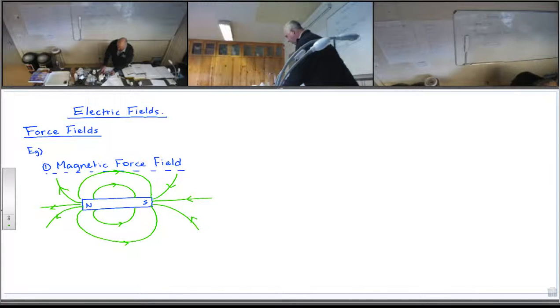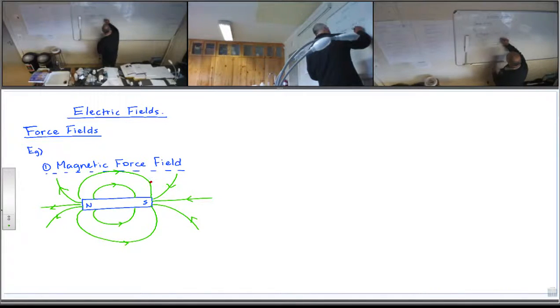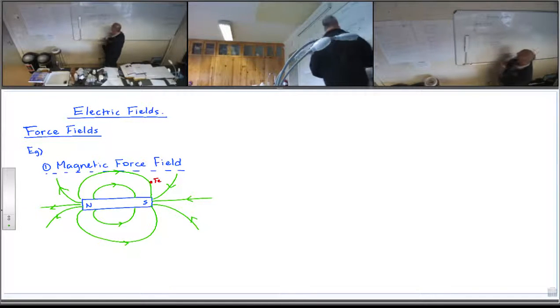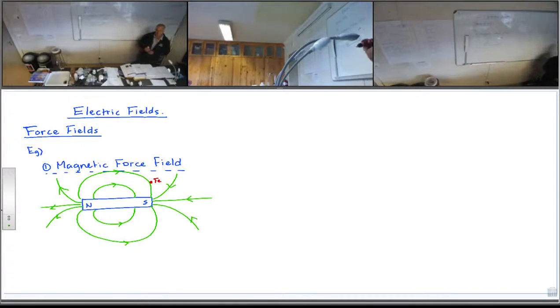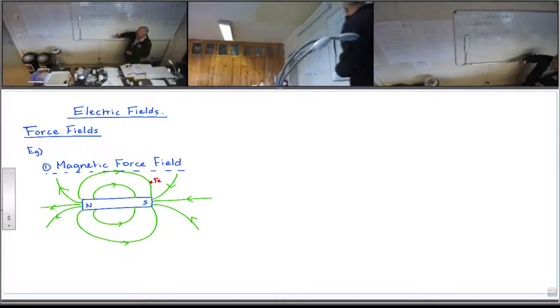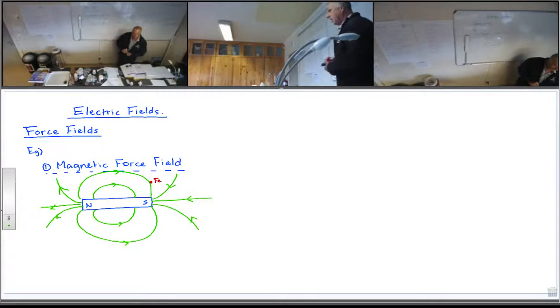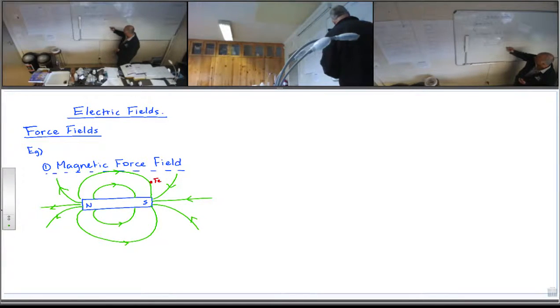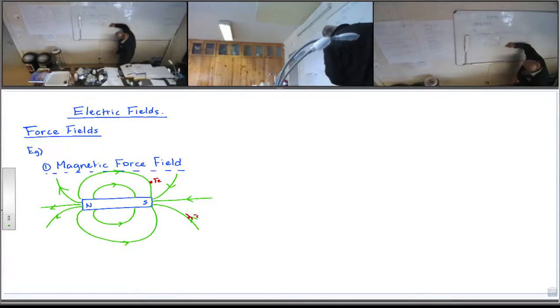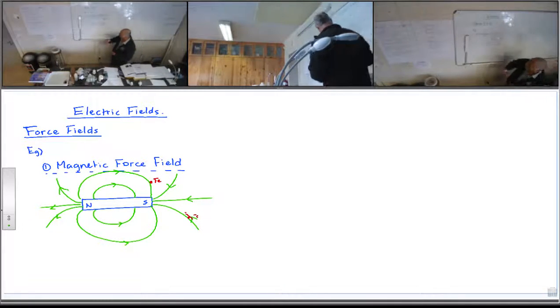Now what would happen if I put a piece of iron there? Anyone tell me what would happen to that piece of iron? What would happen to it? It'll be attracted to the magnet. Which way will it experience a force? It will actually experience a force in the direction of the magnetic field line at that place. If I had to put a piece of iron there, it would experience a force in that direction. Obviously, as it moves in that direction, the field line changes, so it experiences a force.